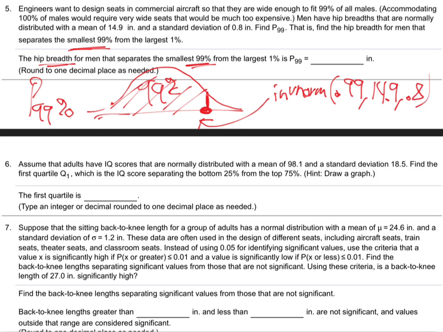I think that'll do it. Just type that in right there, and we should get it. You guys getting it? 16.8. They want me to round to 1 decimal place. Other people getting that?